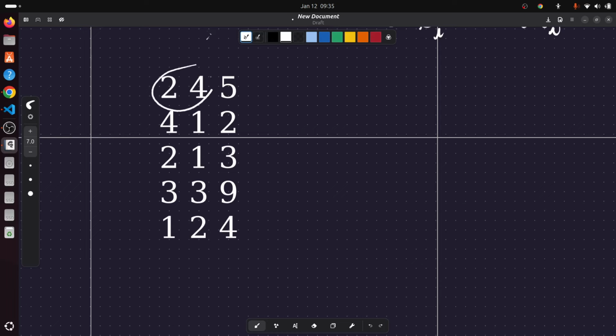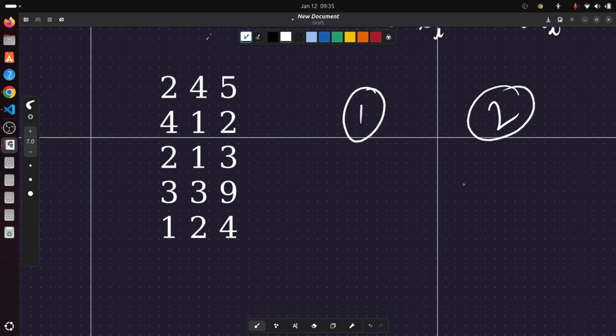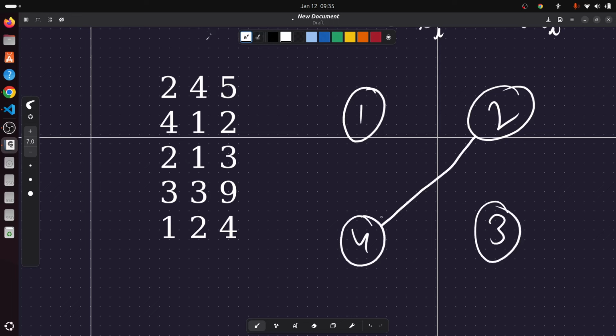2 4 means I have an edge from 2 to 4. Let's say here there are 4 nodes, so I will draw a graph having 4 nodes: 1, 2, 3 and 4. So 2 comma 4 means I have an edge from 2 to 4. Then 4 comma 1 means I have an edge from 4 to 1. Let's add the weight also. So the 2 4 edge has weight 5, the 4 1 edge weight is 2, then the 2 1 edge weight is 3.